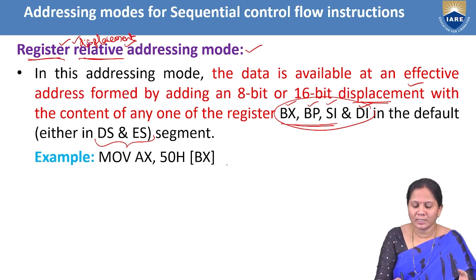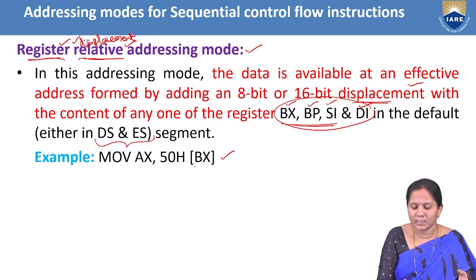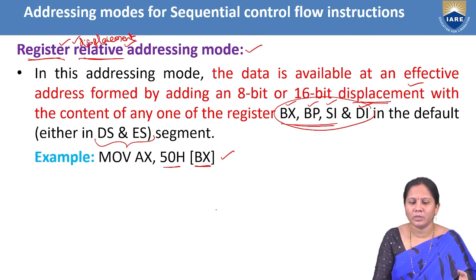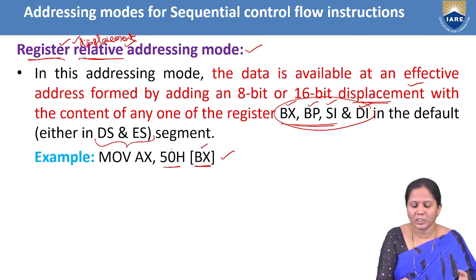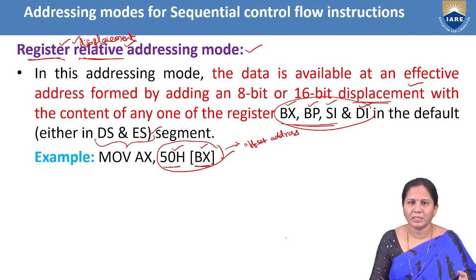Now, this is the example of register relative addressing mode. See here, this is the register and this is the relative. So register along with displacement is specified as a part of an instruction. So this 50H along with the location of BX will be giving you the offset address. And the segment address you have to get from any of the segment registers like DS or ES.